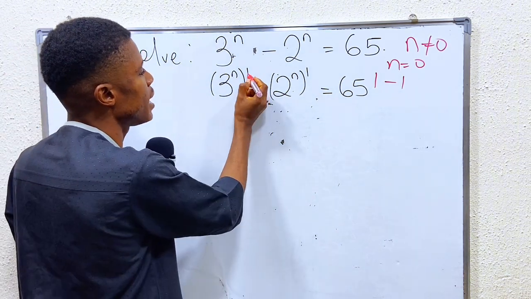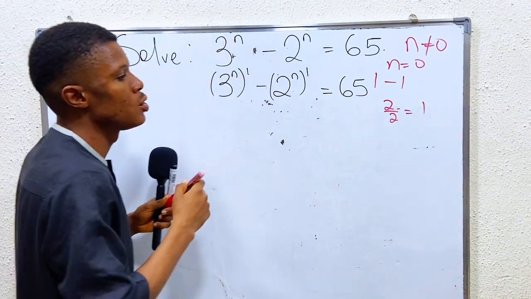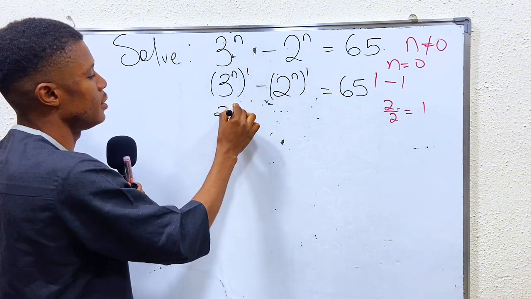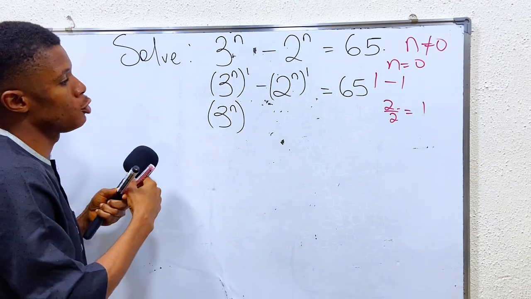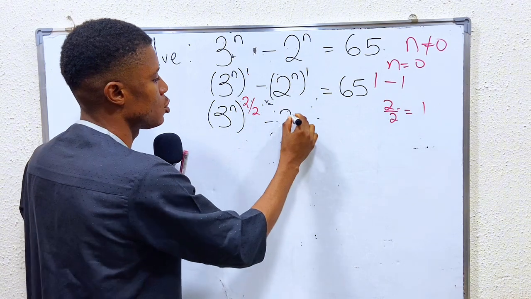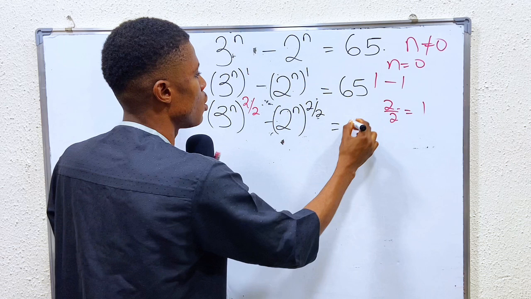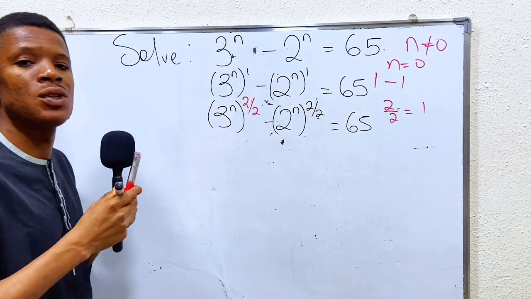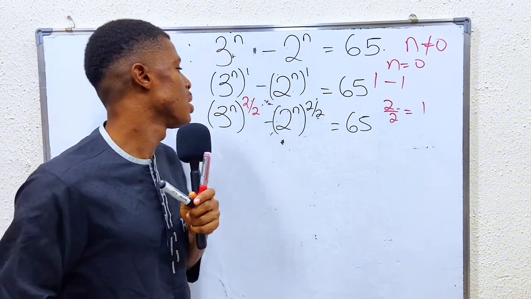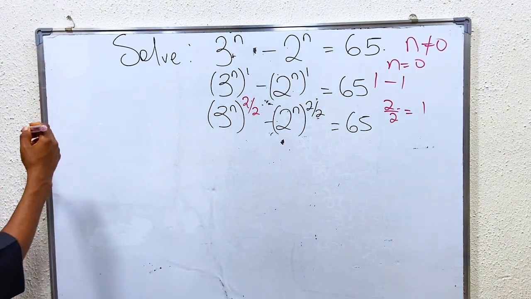So I can decide to make this 1 to be 2 over 2. Okay? 2 over 2 is still 1. So instead of writing 1, I will use 2 over 2. So I will now have 3 power n raised to the power of 2 over 2, then minus 2 power n raised to power 2 over 2 is equal to 65. The reason why I'm using 2 over 2 is that I want to take this to difference between two squares, okay?